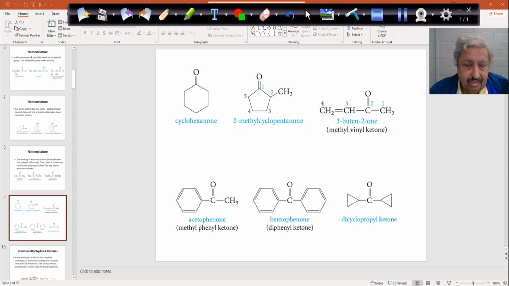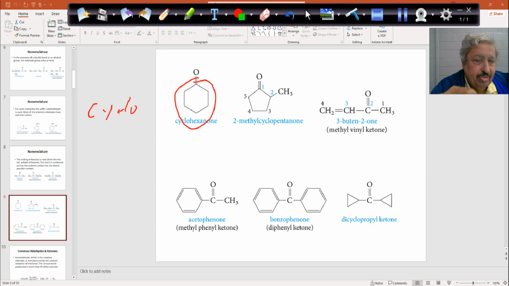Here are some cyclic ketones. The same thing as with the cyclic aldehyde. We have cyclic ketones, and you name them the same way, like alkanes, alkenes, alkynes. What's the name of this? That's cyclo. How many carbons do we have? 6. That's cyclohexane, correct?